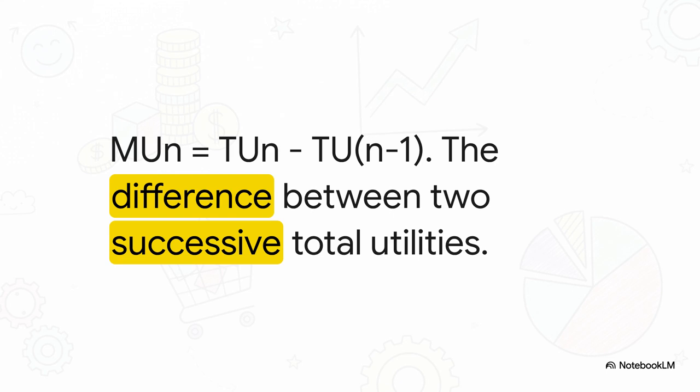To find that out, you just take the total utility of all 3 slices you've eaten so far, which is TU sub n, and you subtract the total utility you had just a moment ago, right after finishing your second slice, which is TU sub n minus 1. The difference between those two totals? That's the exact amount of joy that third slice just gave you.